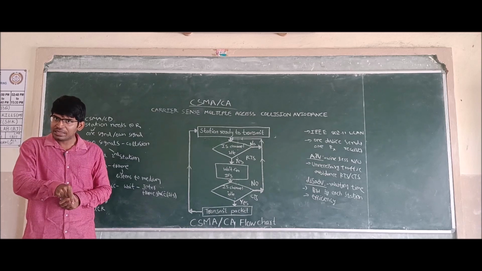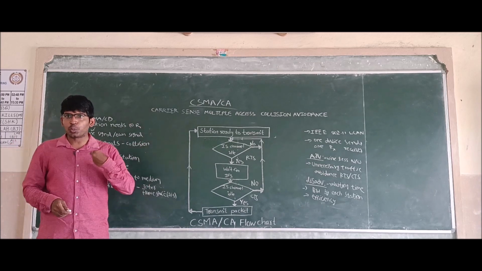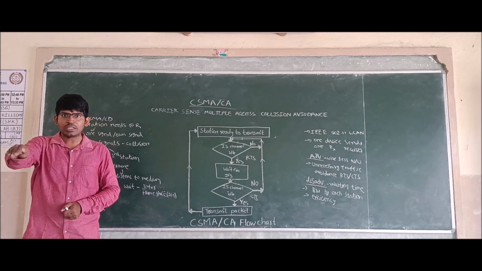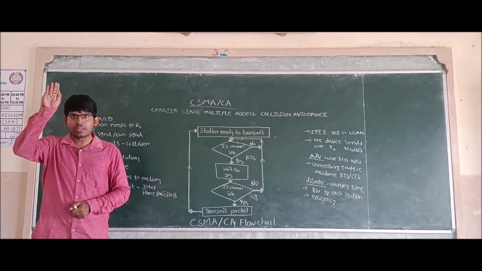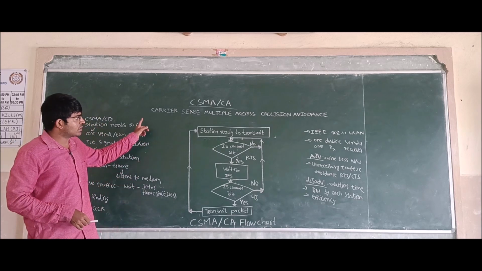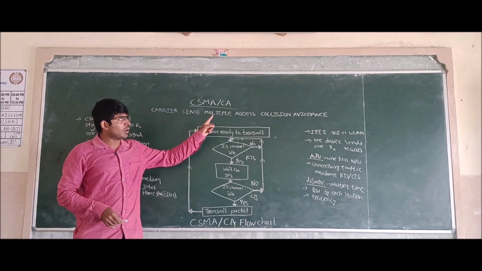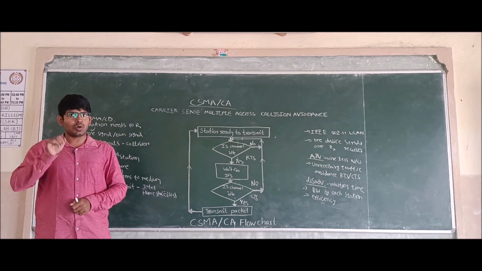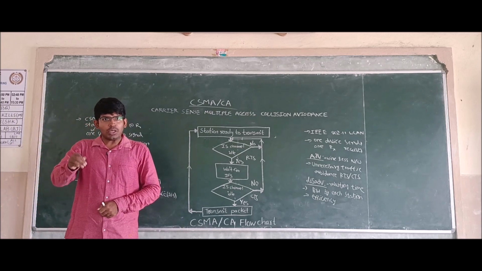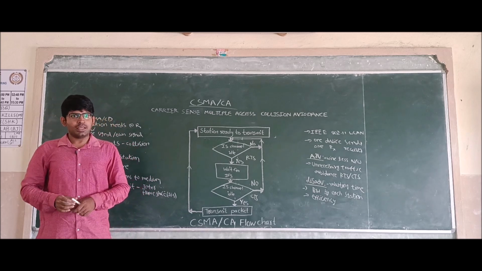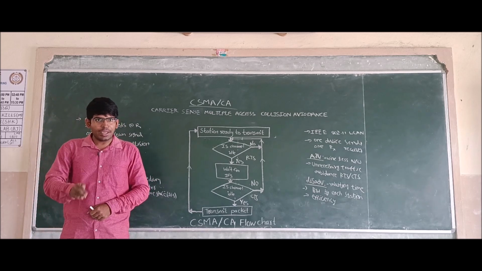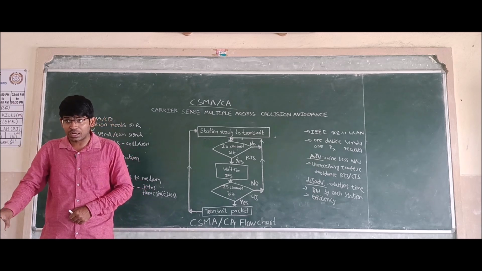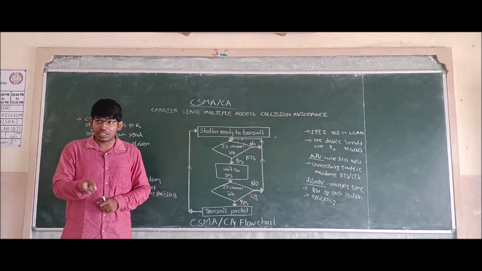But here we are discussing a new protocol that works without the collision occurring. Before the collision has to occur, we are trying to avoid it. That's why this is Carrier Sense Multiple Access with Collision Avoidance. In the previous protocol, we detected the collision after it occurred. In this protocol, we are trying to make sure there is no collision in the channel. That's why we call this collision avoidance.